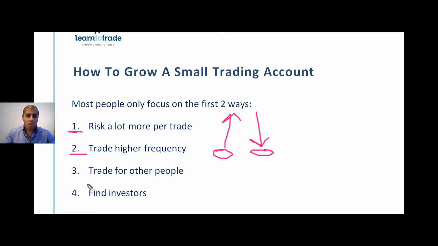Okay. Now there are 2 other options available. You can trade for other people. So if you're consistent and profitable, there's other people out there who would want you to trade their capital, okay? And you can charge a fee for that. So again, trading for other people and finding investors can be two other solutions.